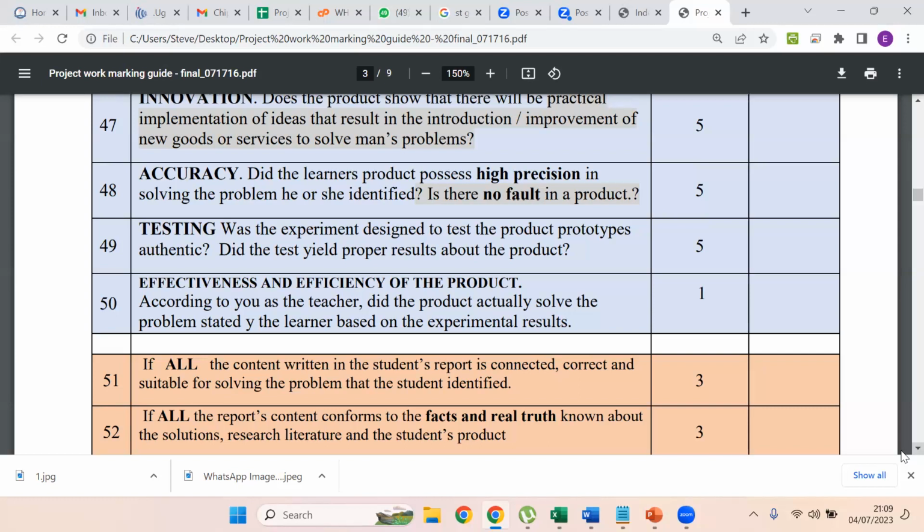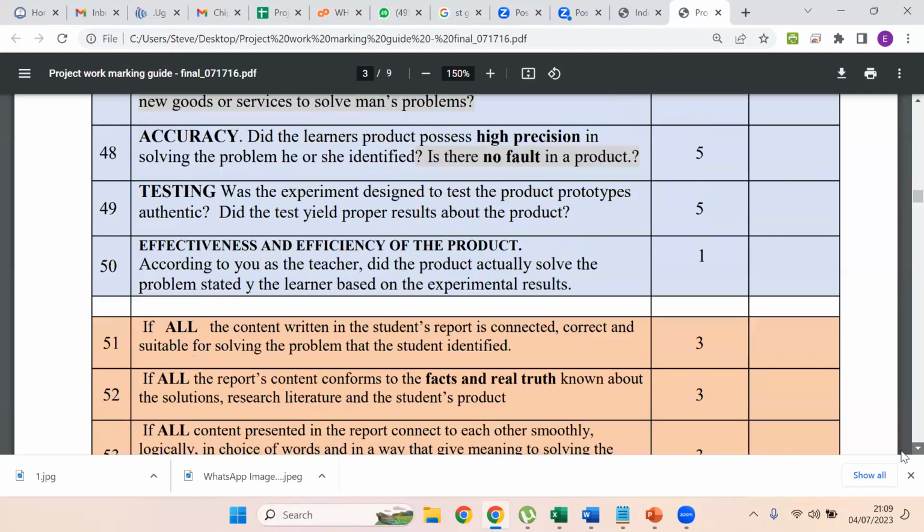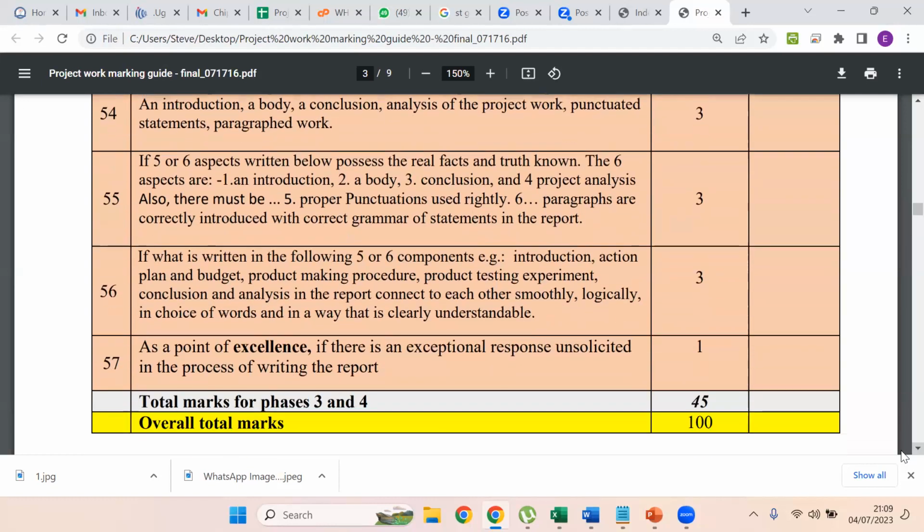And this marking process is made very easy. When we look through pages 55 and 56, they are explaining the different stages. On page 56, it says the following components, introduction, product making procedure, product testing, in the report should connect to each other smoothly, logically, in choice of words, and in a way that is clearly understandable. These are learners. They should not be using tough English when they are doing their reports.